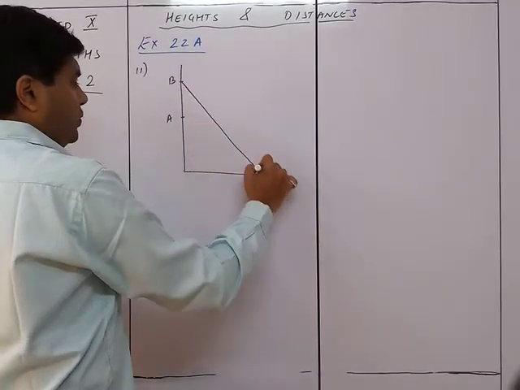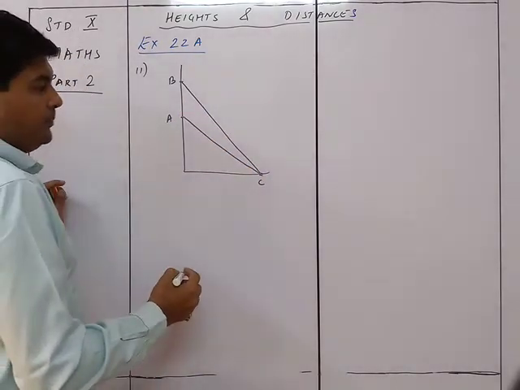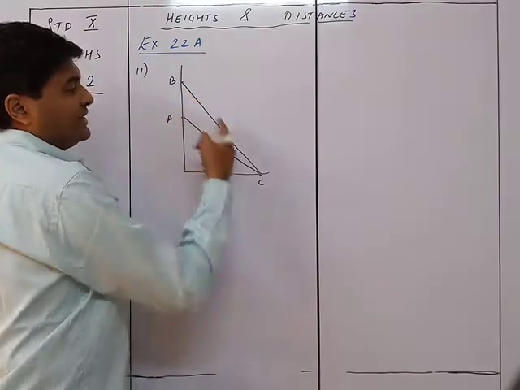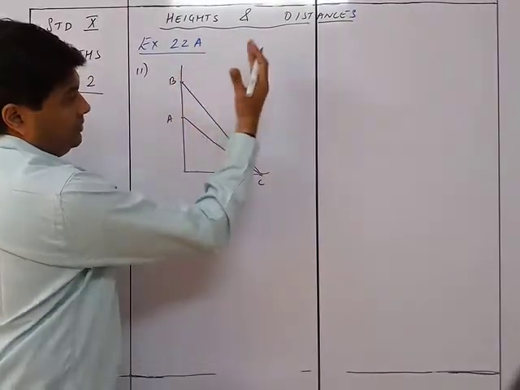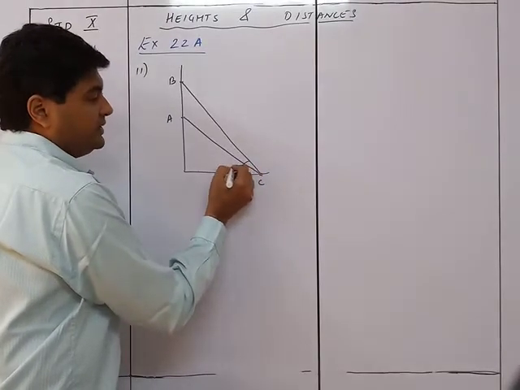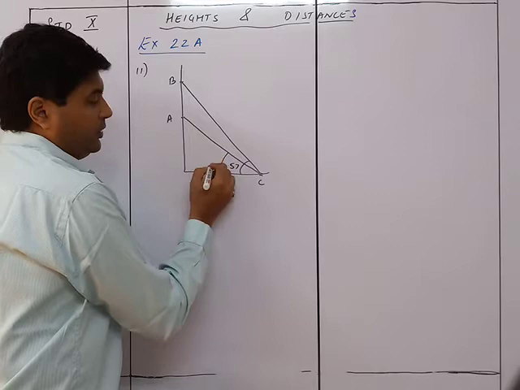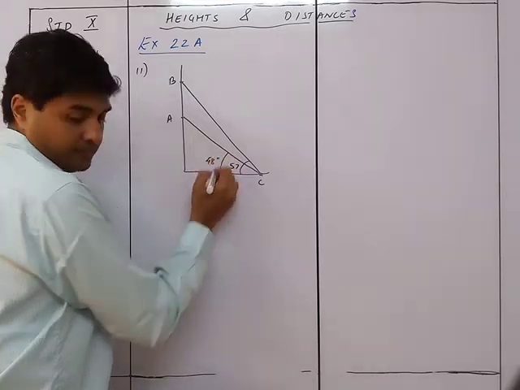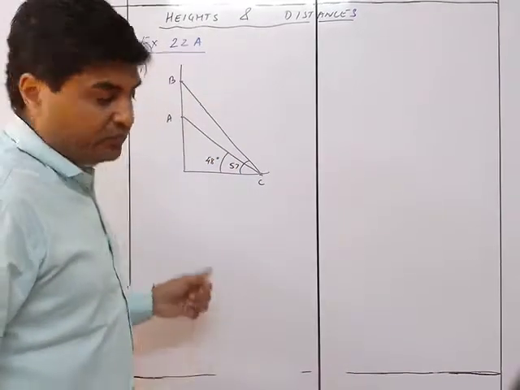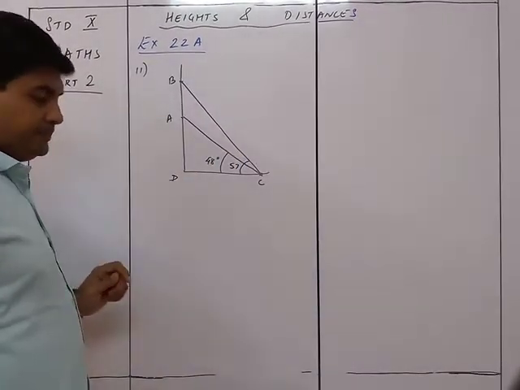Now, how do you determine which will be A and which will be B? Always remember, slope more, that is straighter, means bigger angle. So angle B is 57 and angle A is 48. We put this as point D.